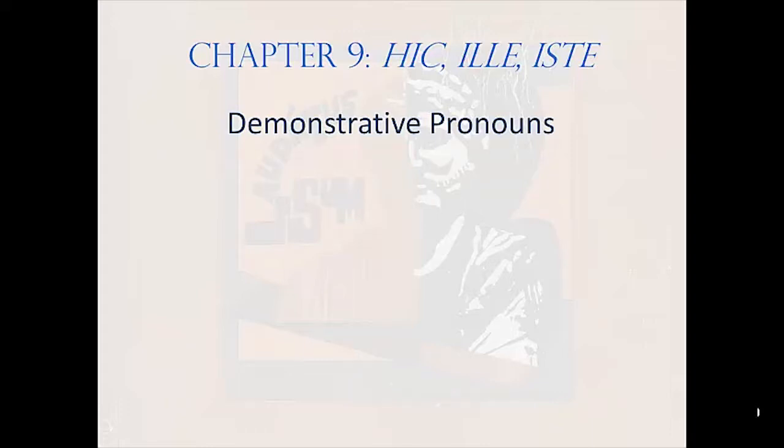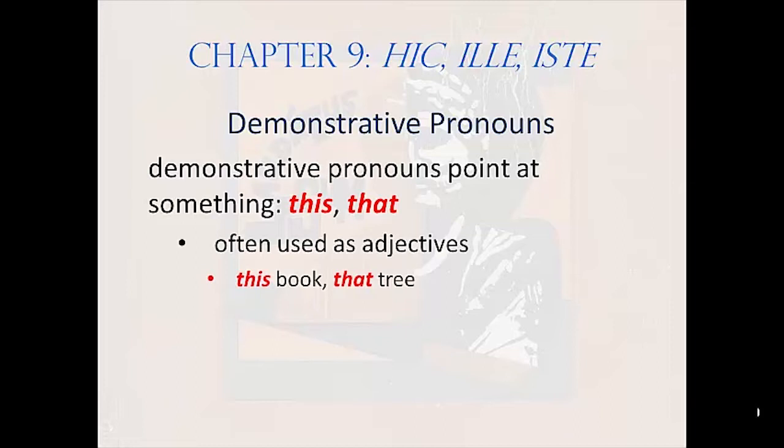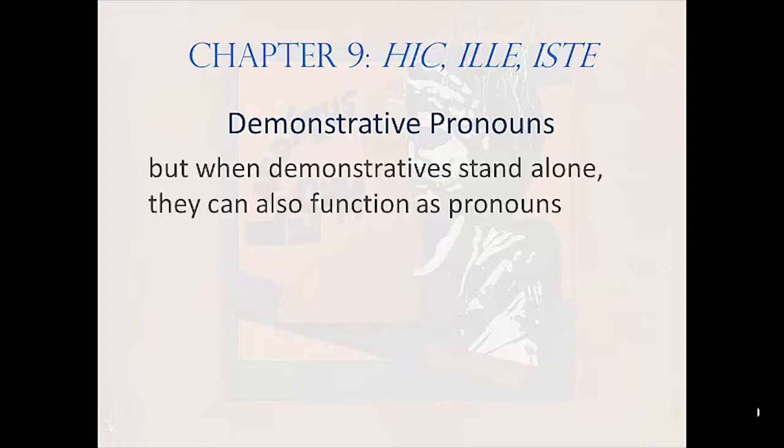Demonstrative pronouns. Demonstrative pronouns, like the English words this and that, point at something. They're often used as adjectives. For instance, this book or that tree. In English, demonstrative pronouns take a different form in the plural. This becomes these, and that becomes those, making them one of the few English adjective forms which are different in the singular and plural.